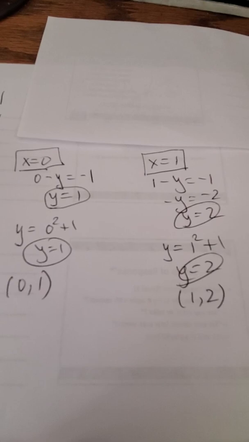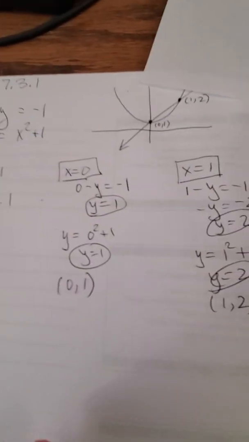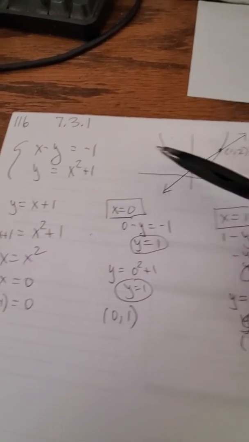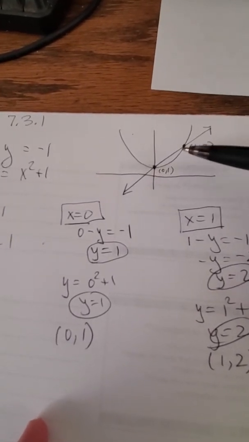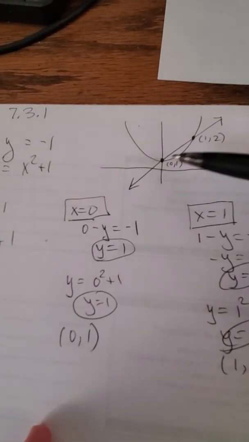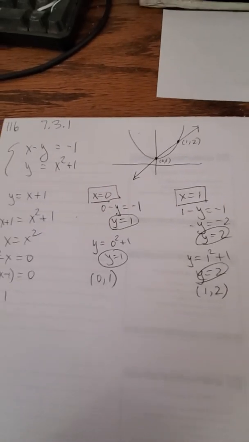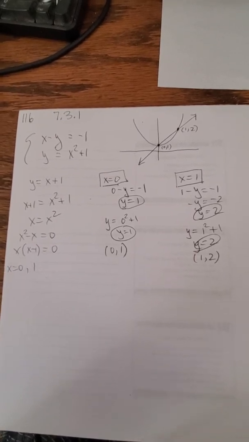Now, what does it mean geometrically that there are two solutions? Well, it means as follows. If I graph these two, the top one is a line and the second one is a parabola, and the line and the parabola intersect at these two points, 0, 1 and 1, 2. That's exactly what it means. So I get it all in one picture so you can see the whole thing.